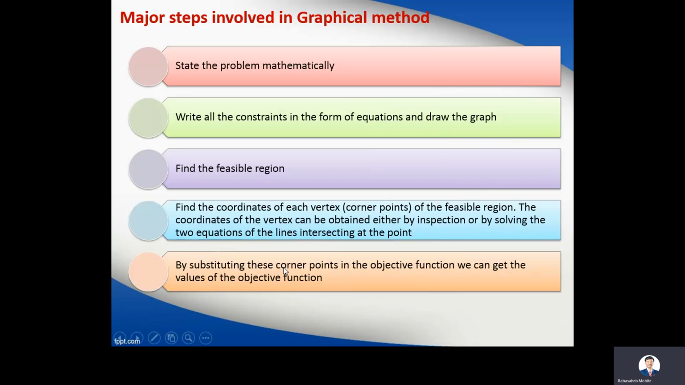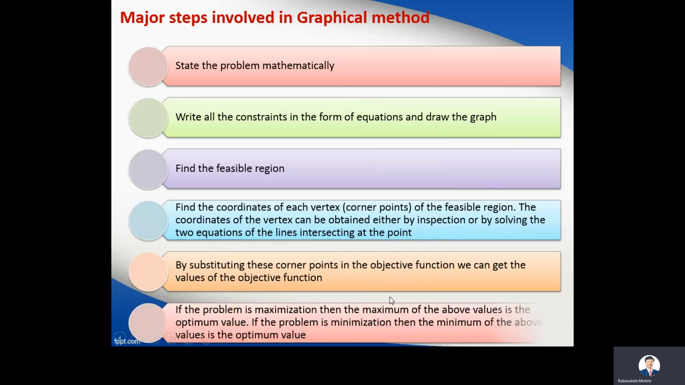So when you are substituting these corner point values in the objective function, you are getting a list of answers, and that list of answers is nothing but my feasible solutions. That list of answers that we are getting by putting the value of those corner points in your objective function is nothing but my feasible solutions. And out of those feasible solutions, you have to select the optimum solution.